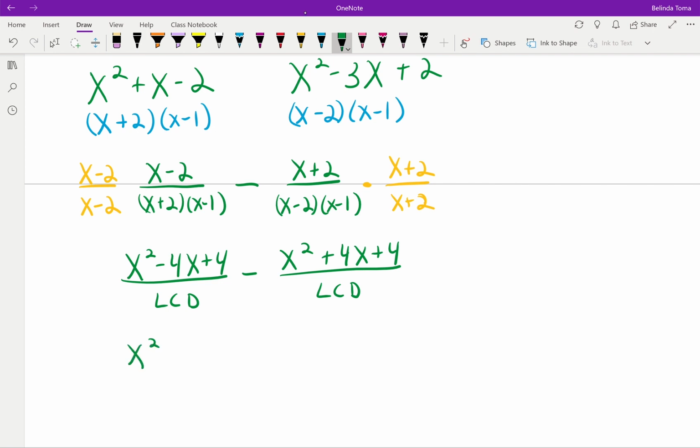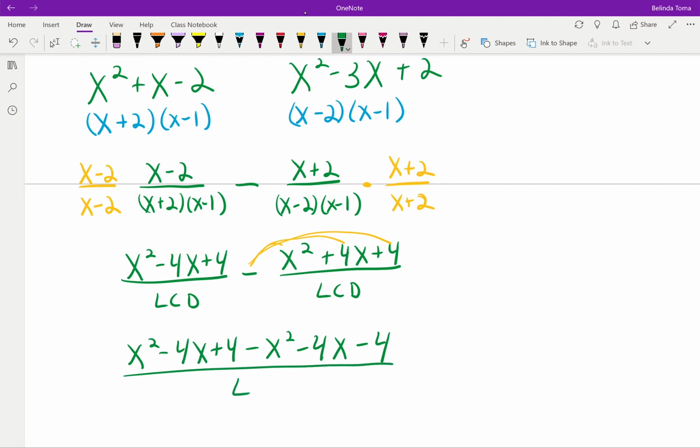Now recall that this negative is going to get distributed. However, it's easiest for you to remember, right? We're going to distribute that negative now. I'm not going to do the parentheses this time. I'm just going to make sure that I distribute to get negative x squared minus 4x minus 4. And that's all over the LCD.